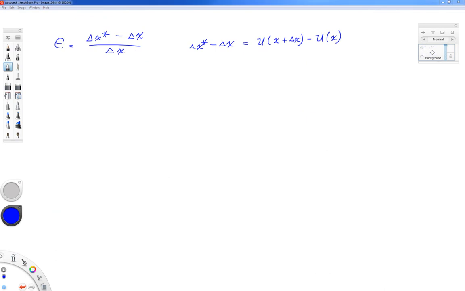All right, so if the top can be written in terms of displacement, u of x plus delta x minus u of x, then that means that the strain, the axial, extensional, or normal strain, can be written in terms of this displacement as u of x plus delta x minus u of x divided by the distance in between point C and D, delta x.